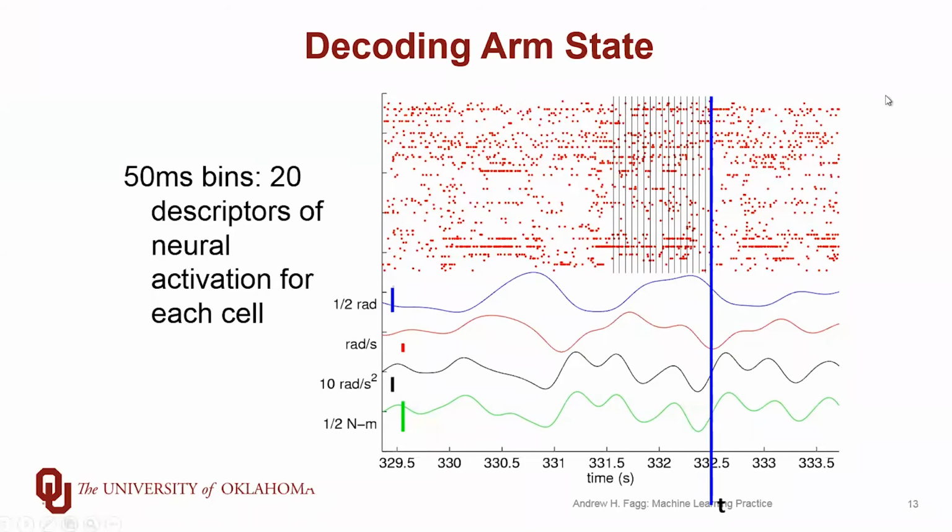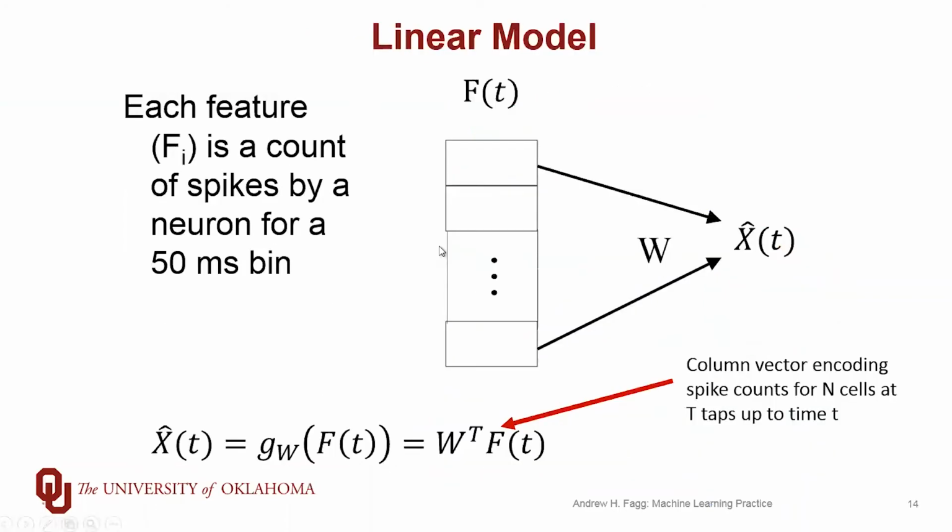So if I have 20 bins here and I have 50 different neurons, then amongst this entire matrix, I have 1,000 different counts that I can use to try and predict these motion quantities down here. So that's what's on the next slide here. So imagine taking that entire matrix and unwinding it into a single column vector. So this big F of t corresponds to all of those 1,000 counts. So this is a 1,000 length vector.